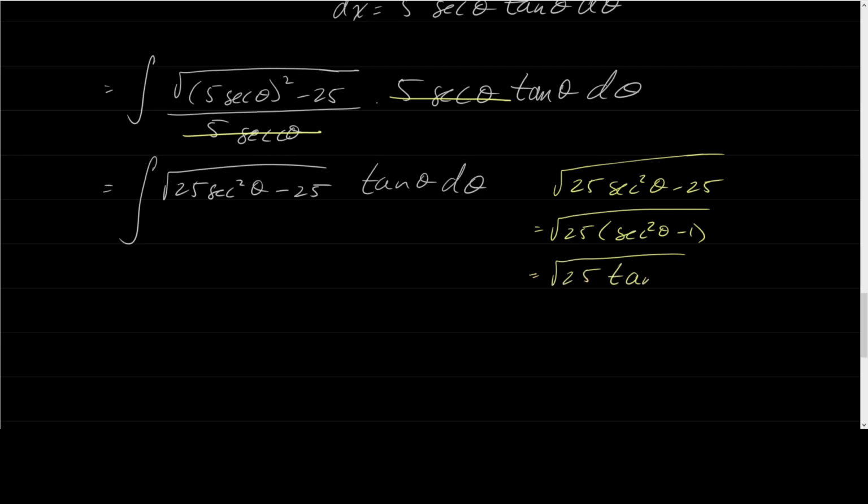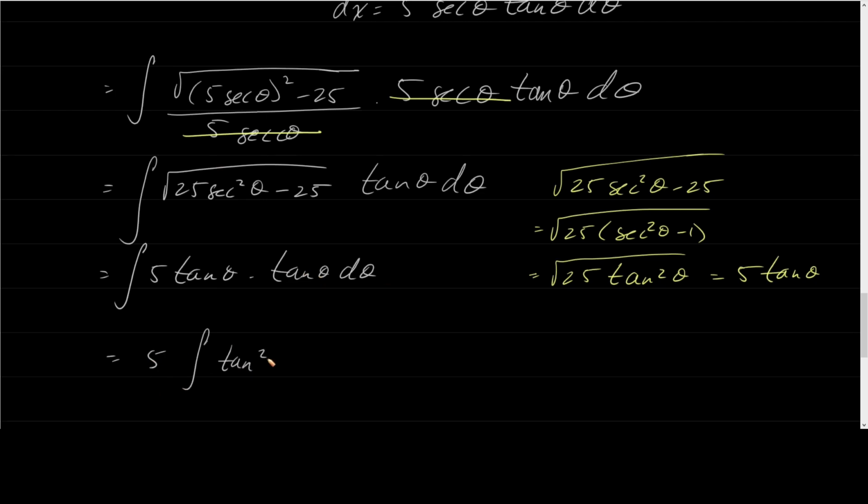So we have 25 tangent squared theta, giving us 5 tan theta. So what we end up with in this integral, now remember, that was the entire radical. So this integral now becomes the integral of 5 tan theta, right? 5 tan theta was the entire radical here, times tan theta d theta, which gives us now 5 times the integral of tan squared theta d theta.